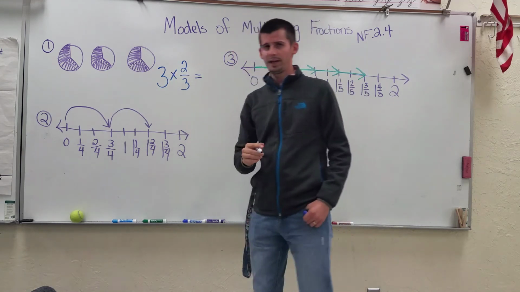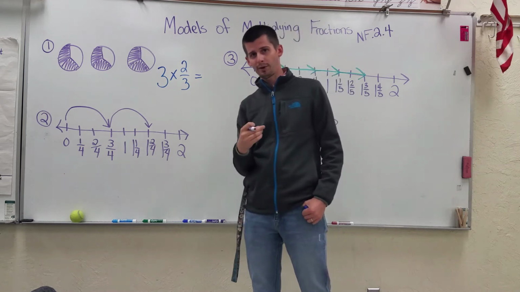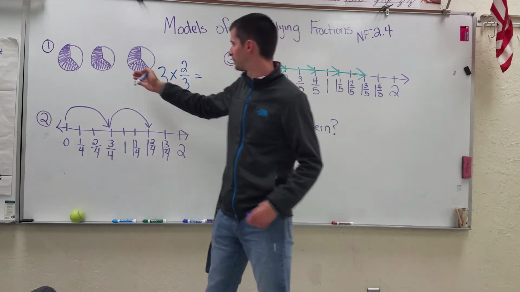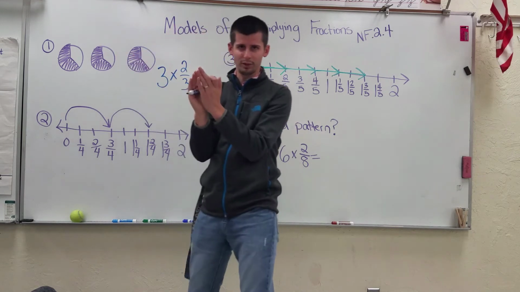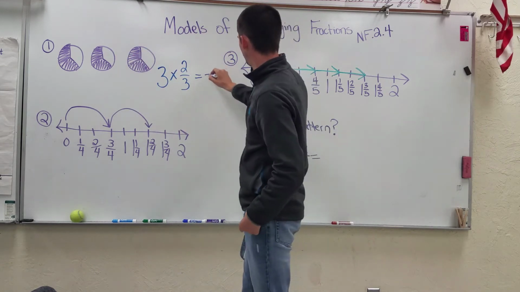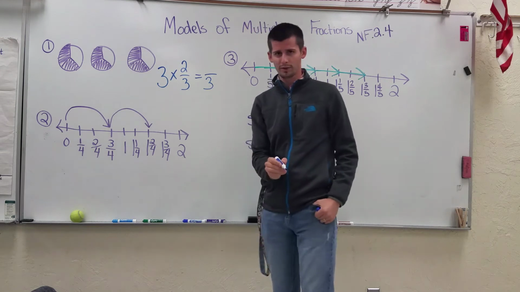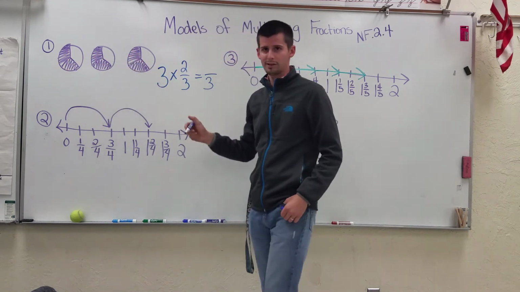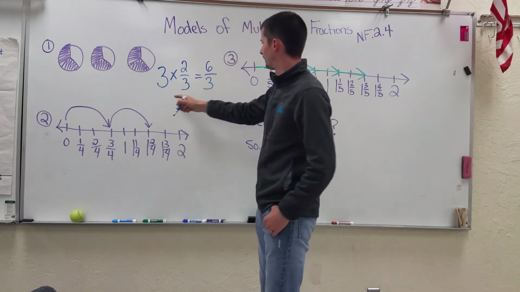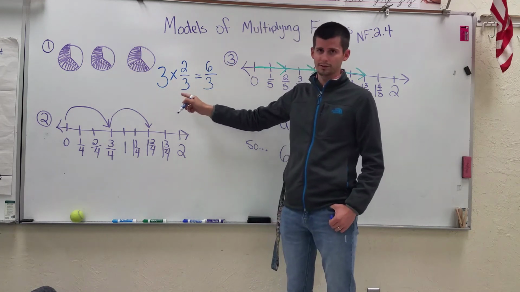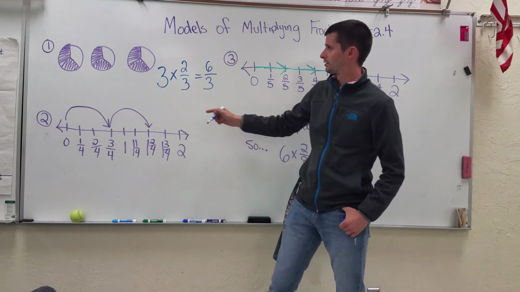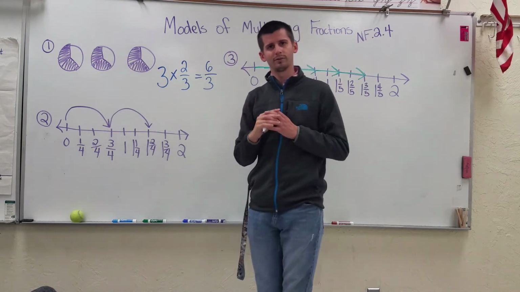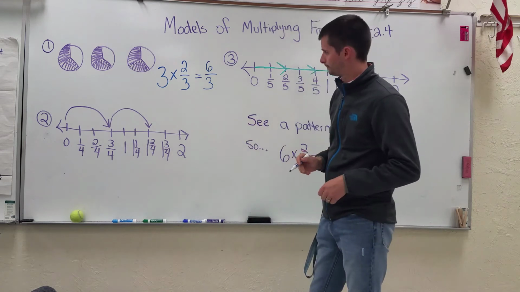To get my answer, I can just add up all my shaded thirds. They're going to stay thirds, because the pieces aren't suddenly getting bigger or smaller. So I know my denominator is going to be 3, and then I have 1, 2, 3, 4, 5, 6 thirds. So when I have 3 groups of 2 thirds, I have 6 thirds, because it's 2 thirds plus 2 thirds plus 2 thirds. We're just using the little shortcut that multiplication is.